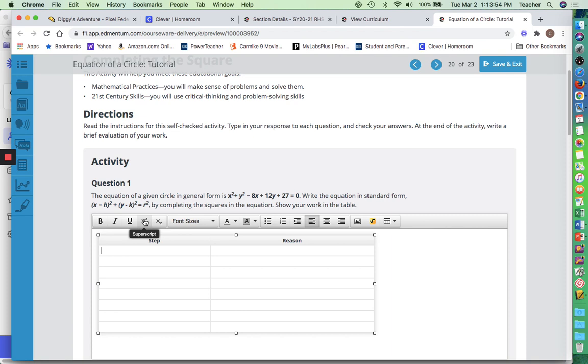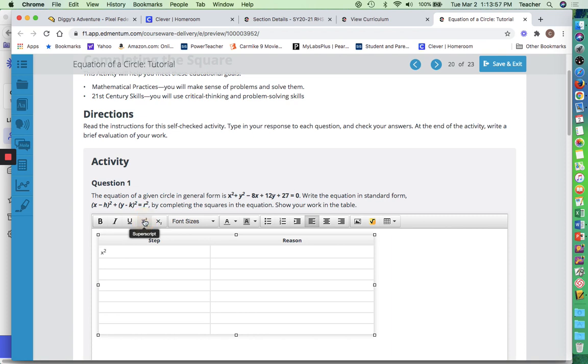So we got x squared. Now, I'm going to rearrange the problem here so my x's are together. So I'm going to put the minus 8x, because I want my x's to be grouped together, plus now my y squared. Now I'm going to put my plus 12y, because I want my y's to be together, plus 27 equals 0. All right, that's just what I've been given here.